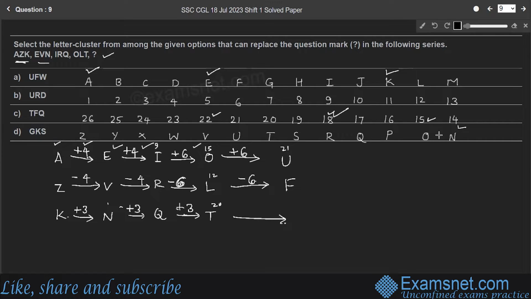Therefore, in the last step, we need to add 3 to the third letter. So 20 plus 3 is 23, which is W. Therefore, the last letter cluster is UFW. So look at the options. Option A is the right answer.